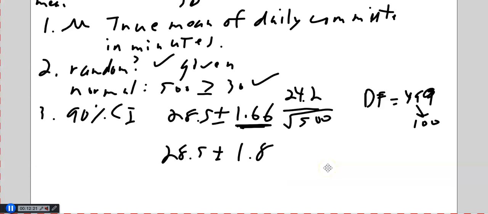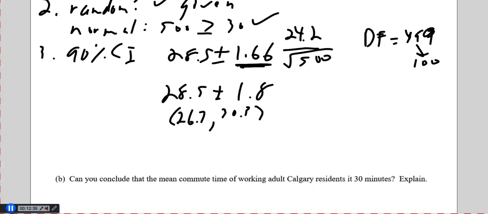All right? And then, very simply, I'm going to subtract and add. So 28.5 minus 1.8 is 26.7. 28.5 plus 1.8 is 30.3. And now we just get into our statement.